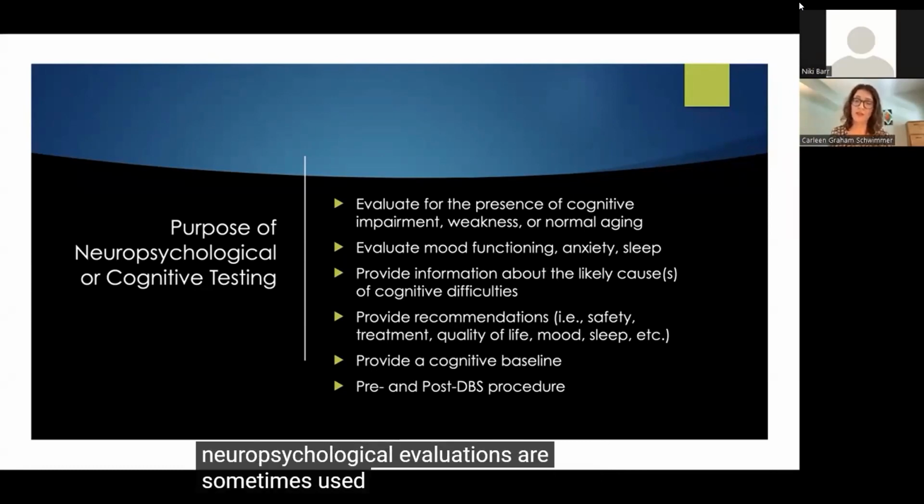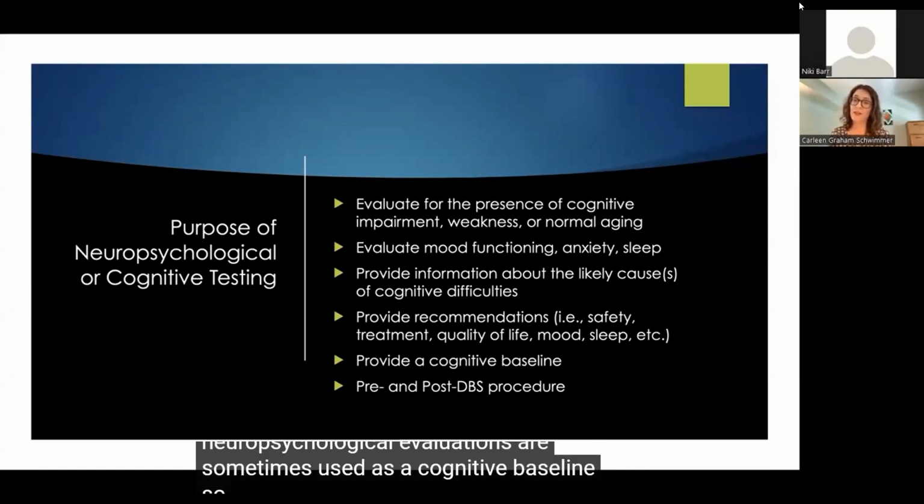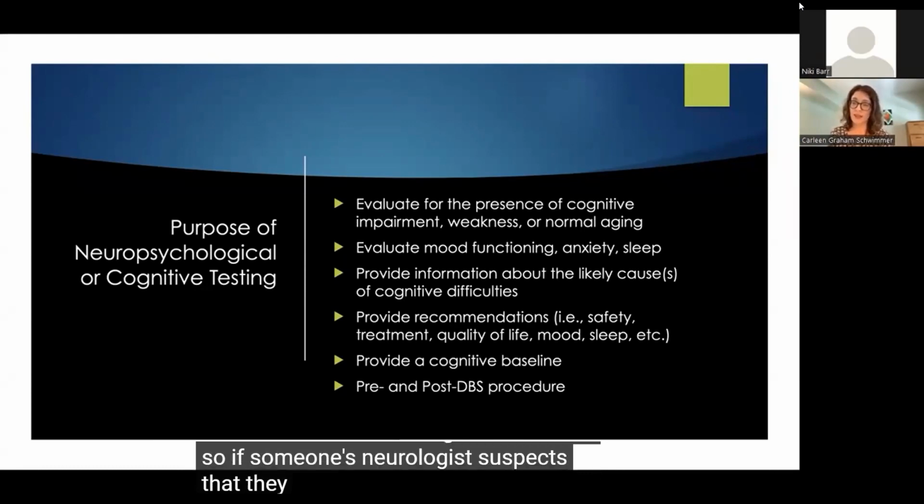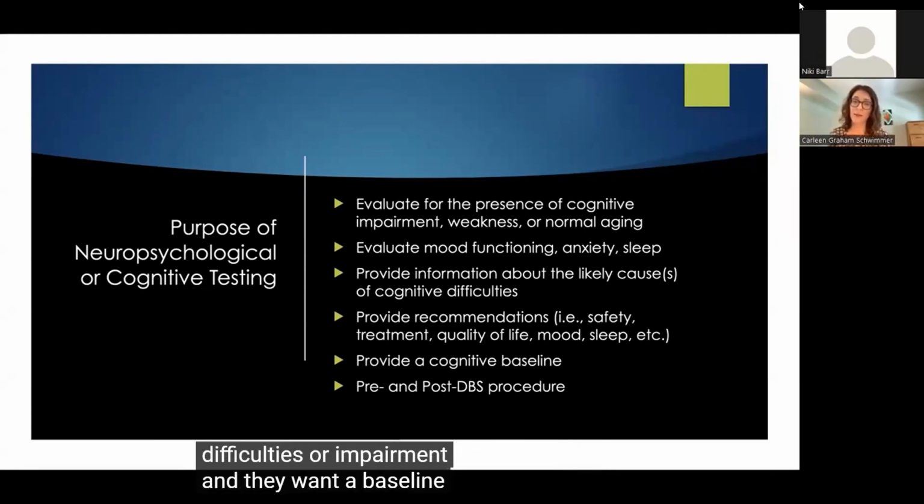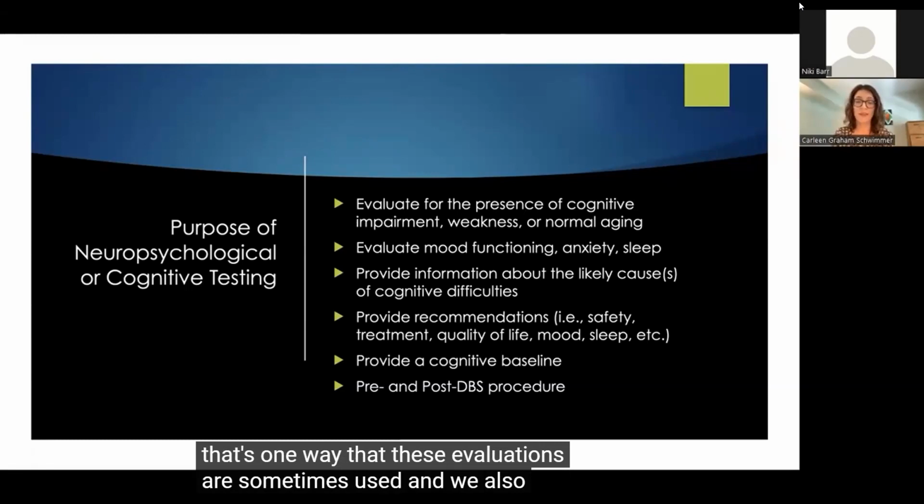Neuropsychological evaluations are sometimes used as a cognitive baseline. So if someone's neurologist suspects that they are having some cognitive difficulties or impairment, and they want a baseline to be able to track the person in the future, that's one way that these evaluations are sometimes used. And we also do pre and post DBS procedure neuropsychological evaluations.